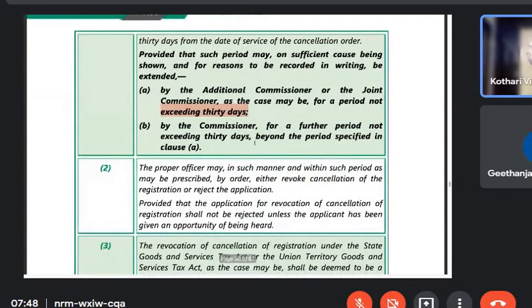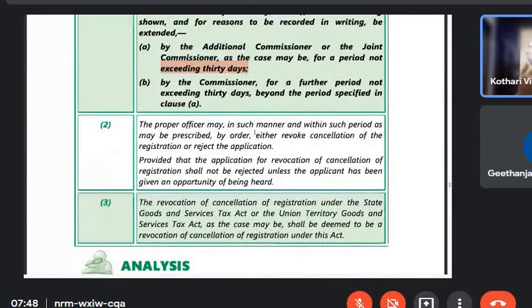So only when the proper officer has cancelled your GST registration can revocation be done. Revocation means bringing the GST registration back to life. The proper officer may, in such manner and within such period as may be prescribed, by order either revoke the cancellation of the registration or reject the application. So the proper officer cancels the registration, and you apply for revocation within 30 days.